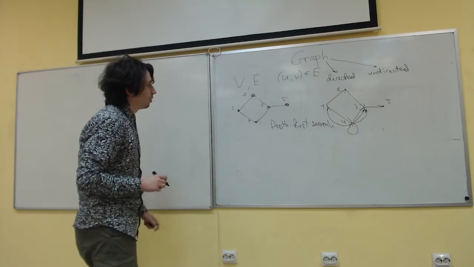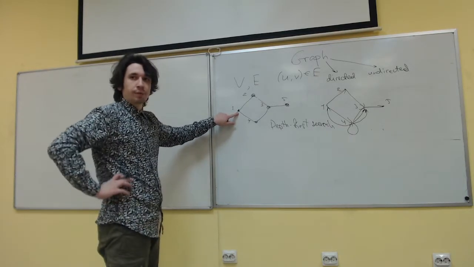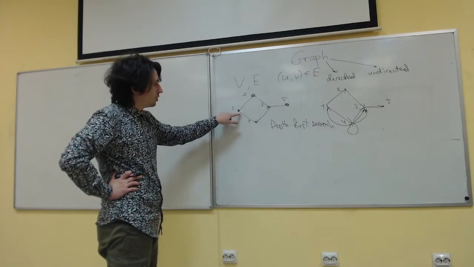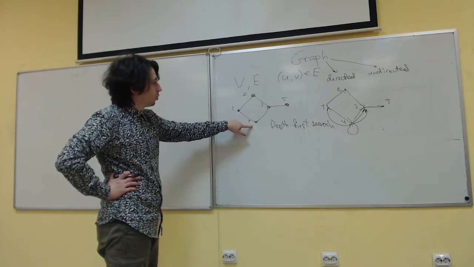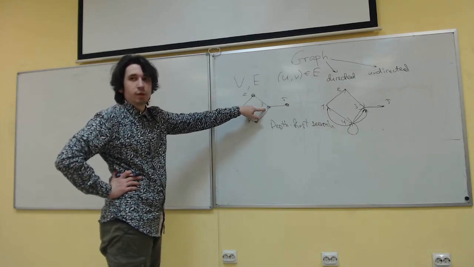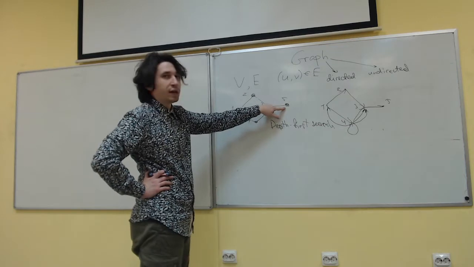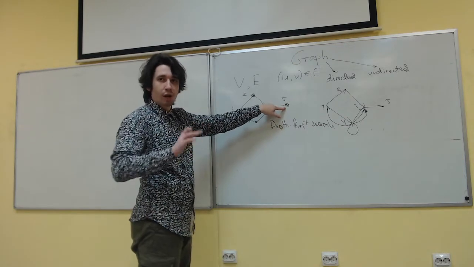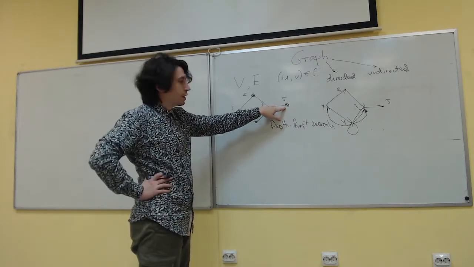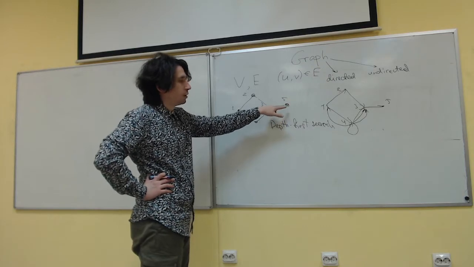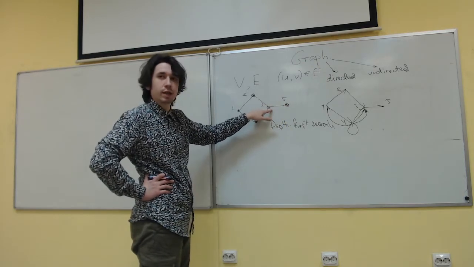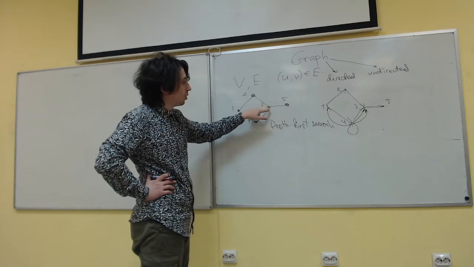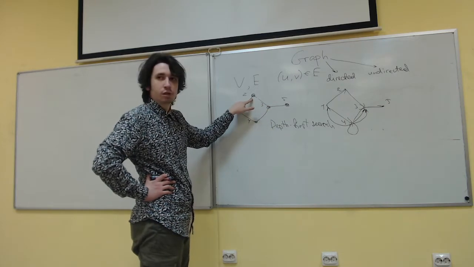The idea will be the following. We will start from vertex 1, then we go to some neighbor, so vertex 4, then we go to some neighbor again, vertex 3, then we go to some neighbor, 5, and mark all the vertices that we visit. Then we see that 5 has no more neighbors because 3 was already visited. We go back to 3 and then visit 2.